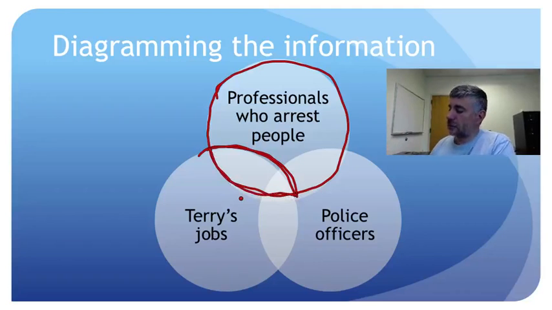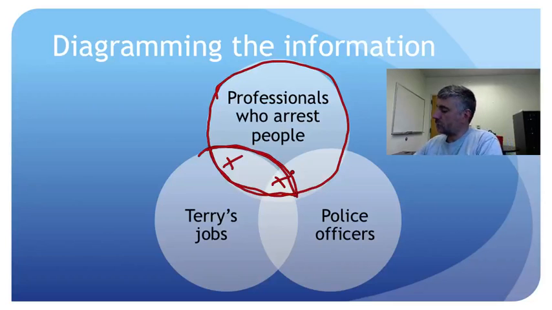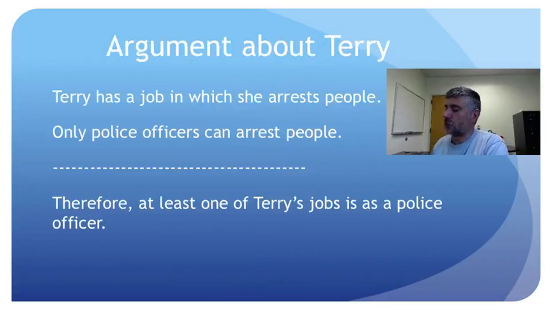But again, it doesn't tell us where that particular job of Terry's would be. Is it here or is it here, right? Premise 1 doesn't give us that information. But what does premise 2 tell us? Well, remember, premise 2 tells us that only police officers can arrest people.